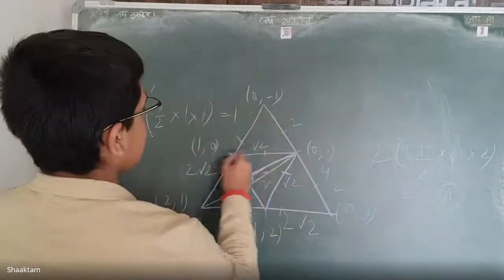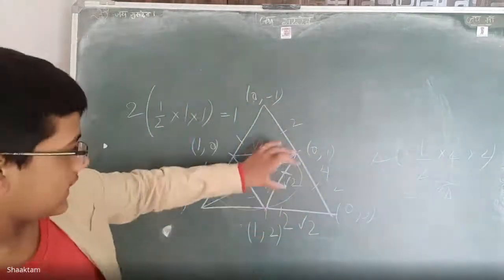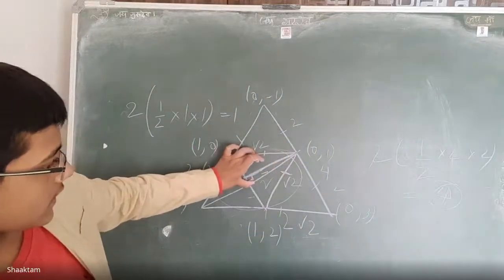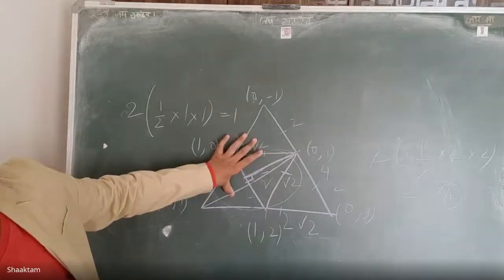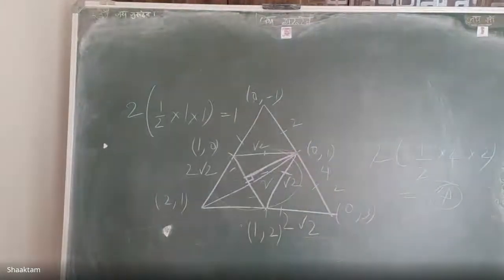That means 1 is the area of this and 4 is the area of this. You were told to find the ratio of the area of the small triangle to the area of the big triangle. So that will be 1 is to 4. Got it, everybody?